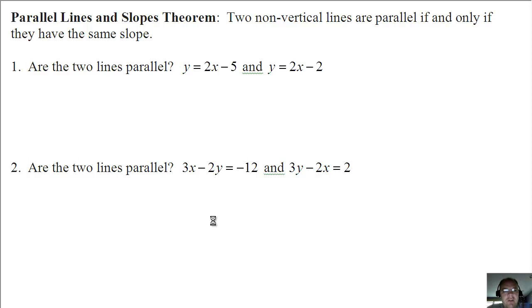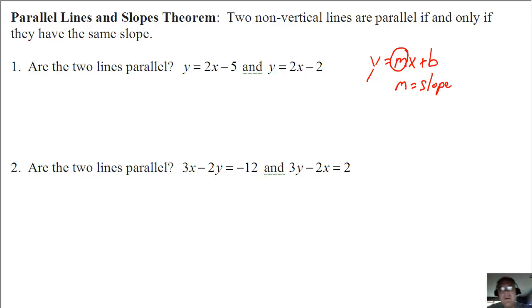Let's take a look at this first example problem then. It says, are these two lines parallel to each other? Well, in both cases the equations are written in the exact same form. That's a form that you learned in your algebra course, called slope-intercept form, of the form y equals mx plus b. What we know from that form is that the number that comes in front of x, the coefficient m, is the slope of that line.